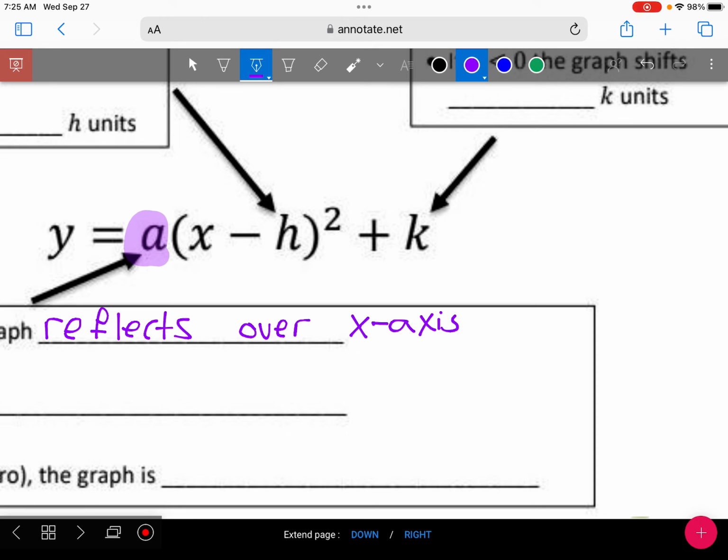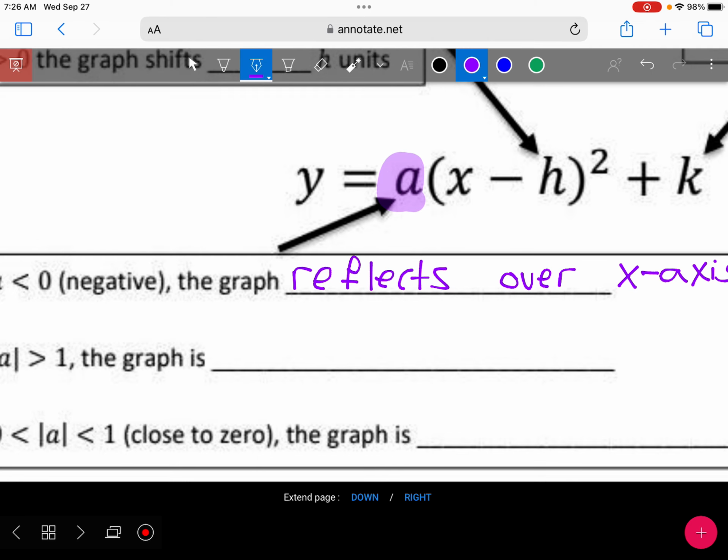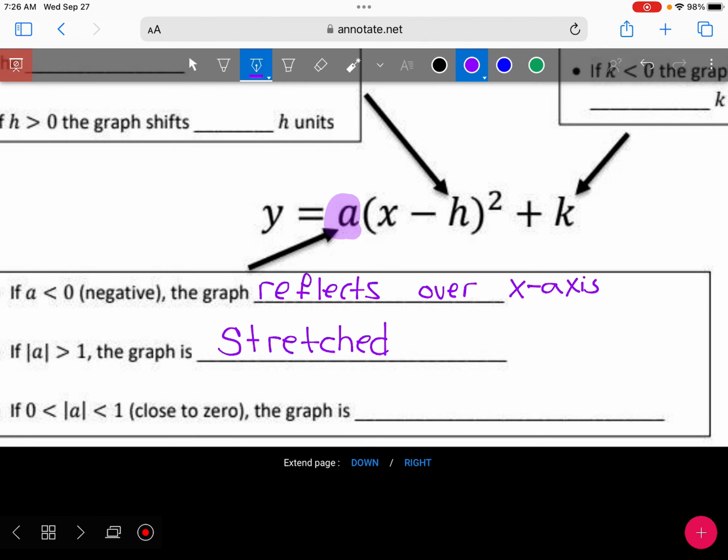If the A is bigger than 1, that's when it's doing its big kid yoga, and it's going to stretch up really, really tall and really, really skinny. So if A is bigger than 1, the graph is stretched. And if A is little, between 0 and 1, it's just so little and cute. I want to squish it. It's going to compress. Is compressed.